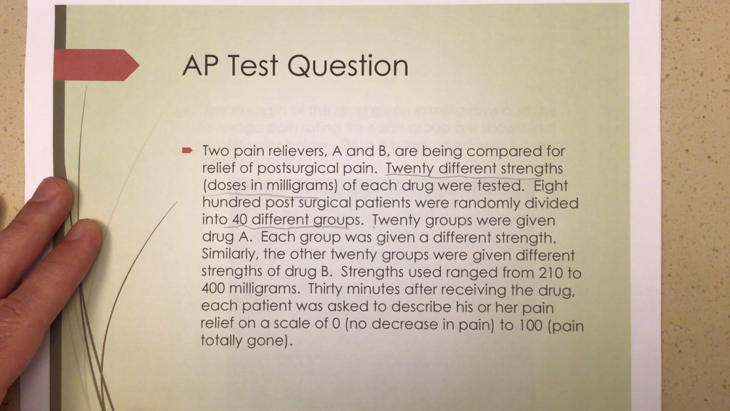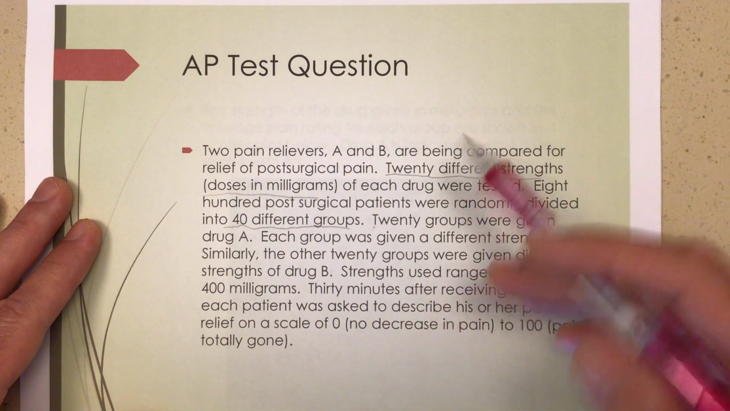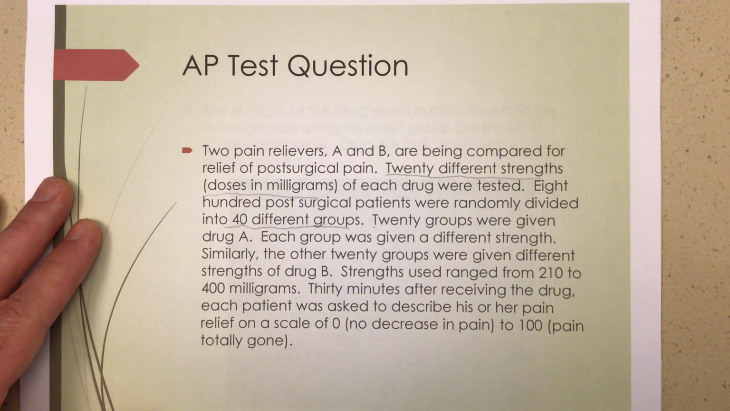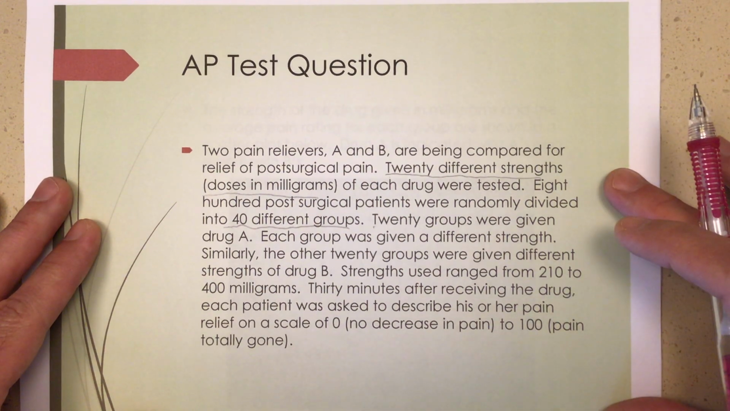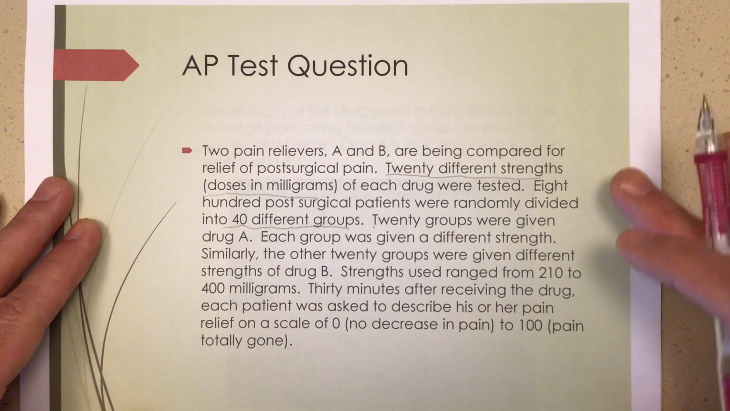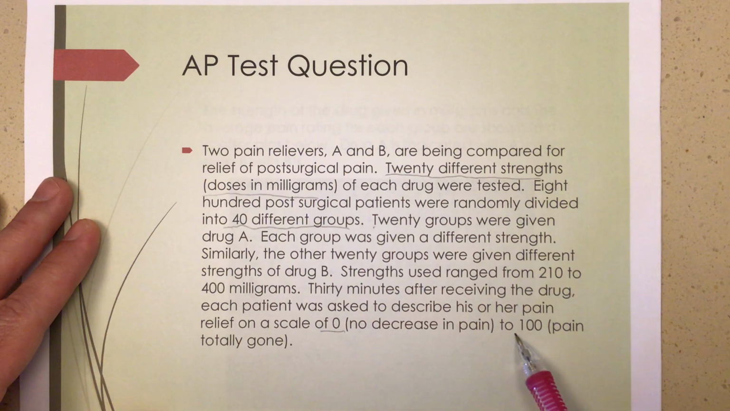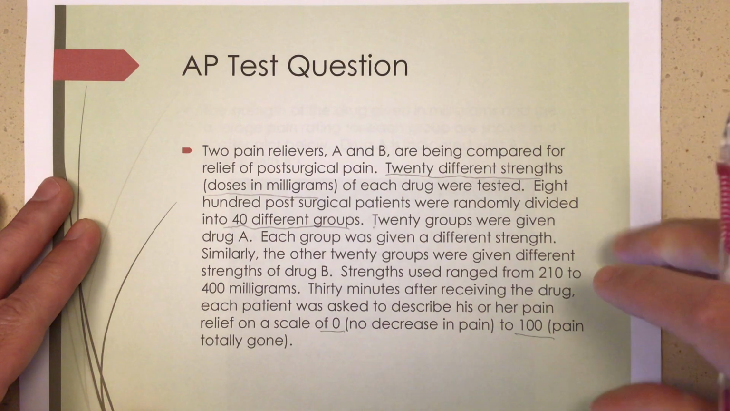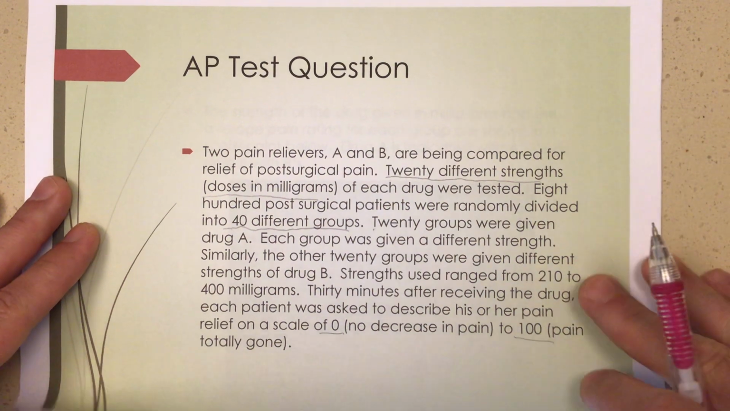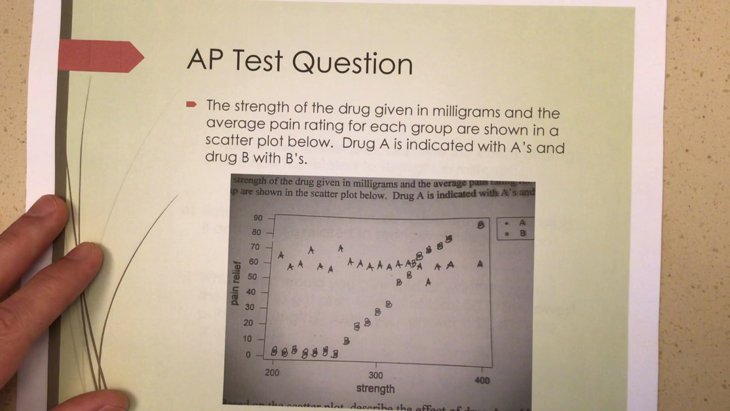So the points that we're looking at on our graph are the average responses of a group of people. That's the key thing. The actual number of people in each group, that's not what we should focus on. Focus on the fact that it's the average response of a group of patients. Okay? And last thing to notice, 0 means the pain has not gone away at all. 100 means pain has been totally relieved. So let's look at the graph.